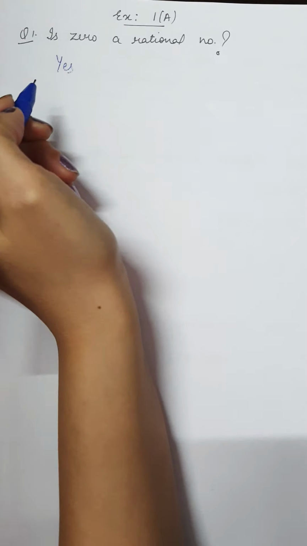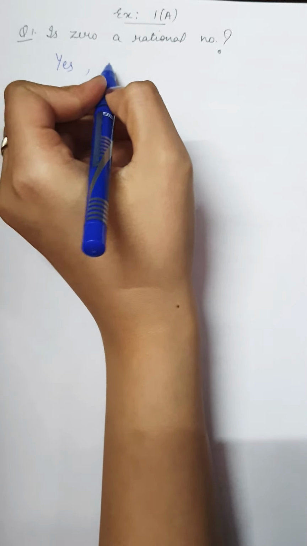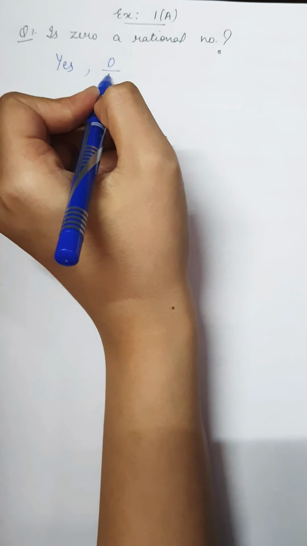0 is a rational number if I express 0 as 0 by 1. 1 is non-zero, that is the denominator is non-zero, and 0 and 1 both have common factor exactly 1. So they are co-prime and can be expressed in fractional form. So yes, it is a rational number. Understand?